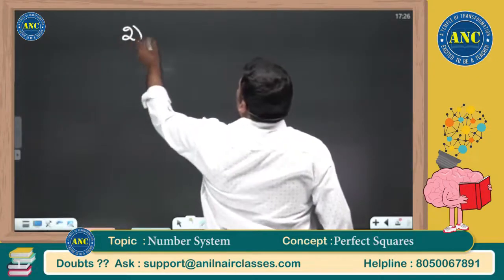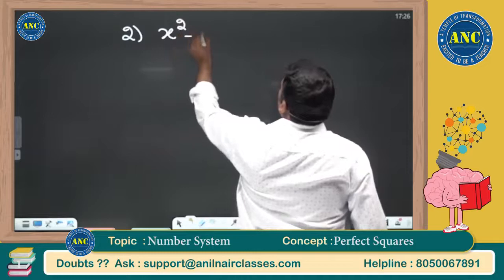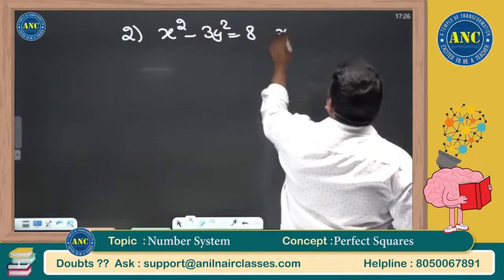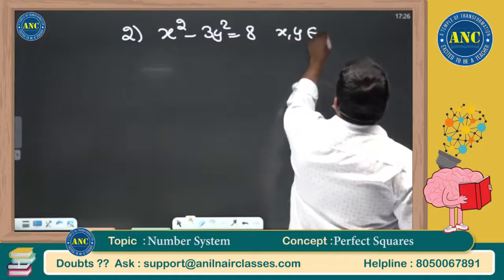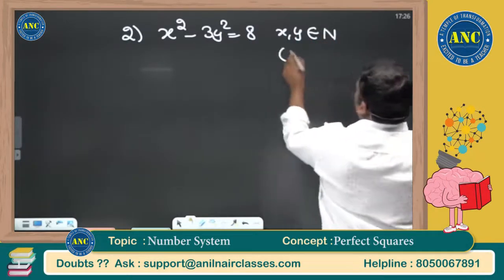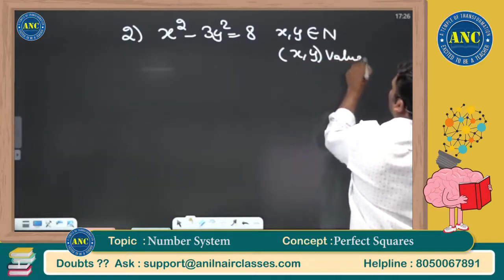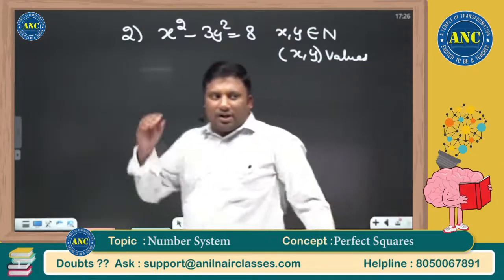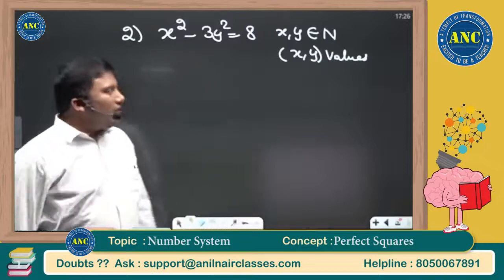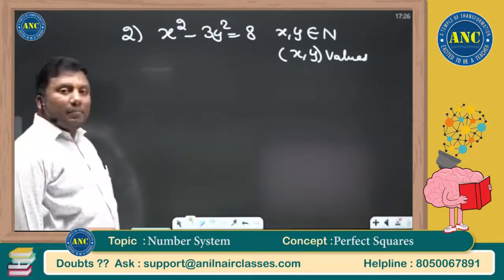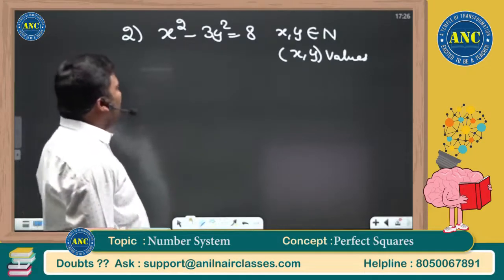This is how I prepare the mock questions. The question is x square minus 3y square equivalent to 8. X and y are natural numbers. How many values will x and y take? Please write down the next question: x square minus 3y square equivalent to 8, x and y are natural numbers. How many values will x and y take?